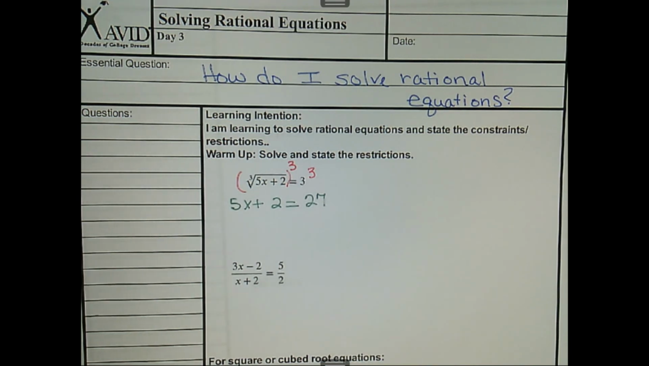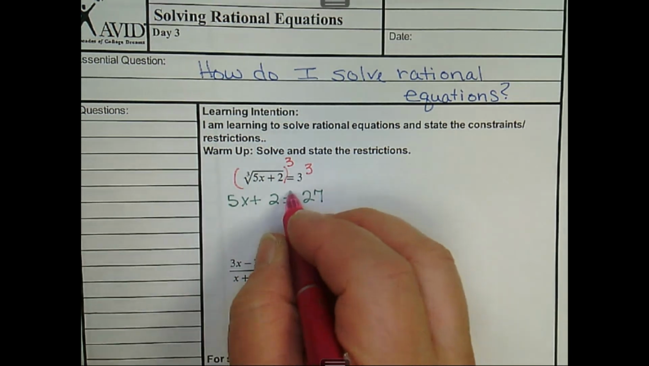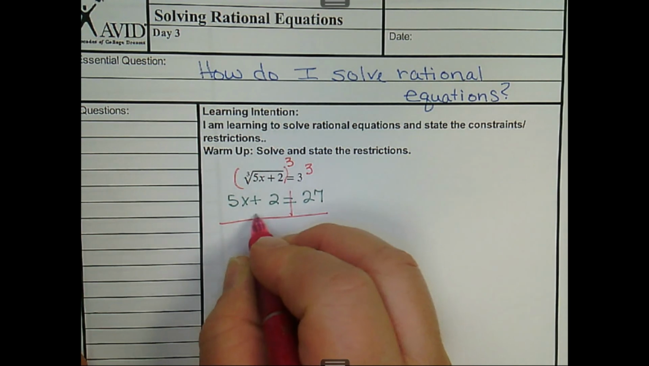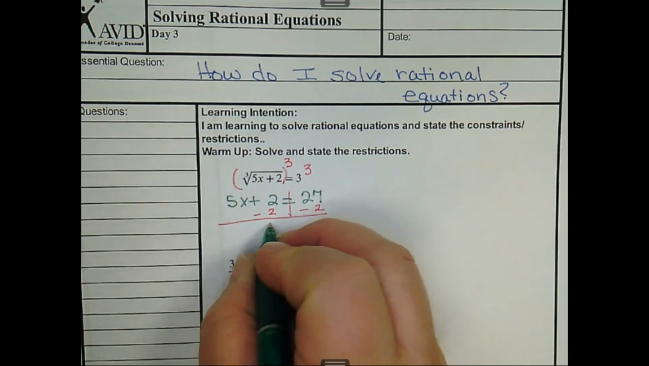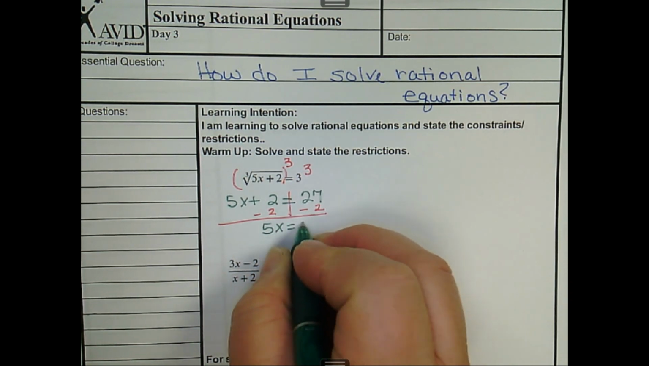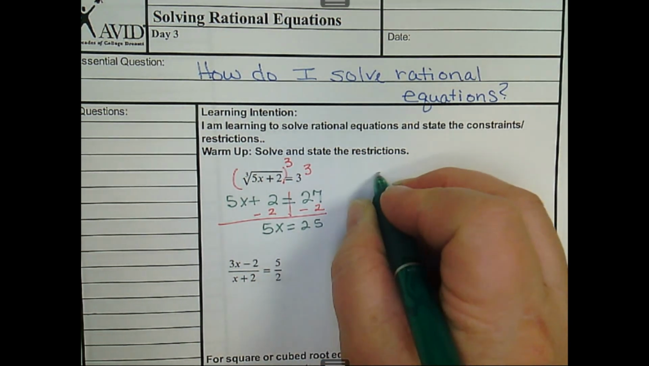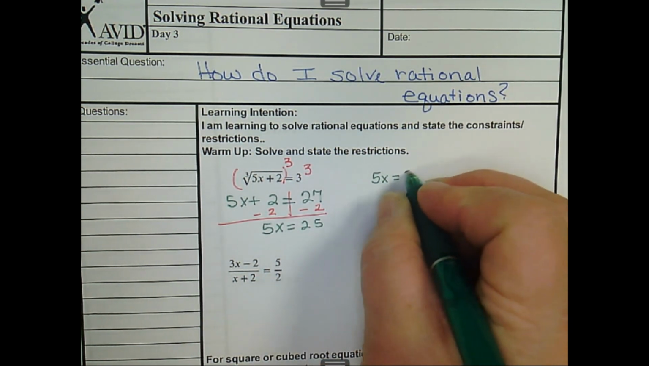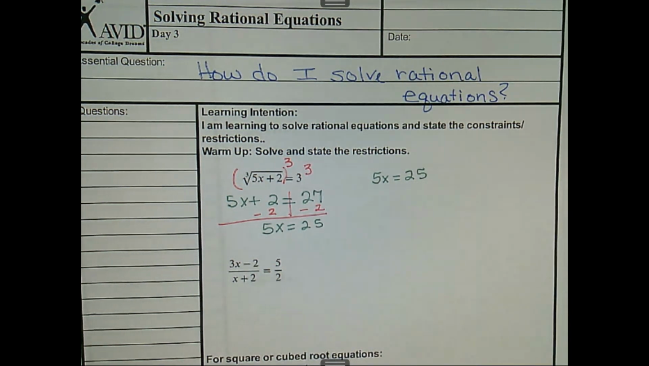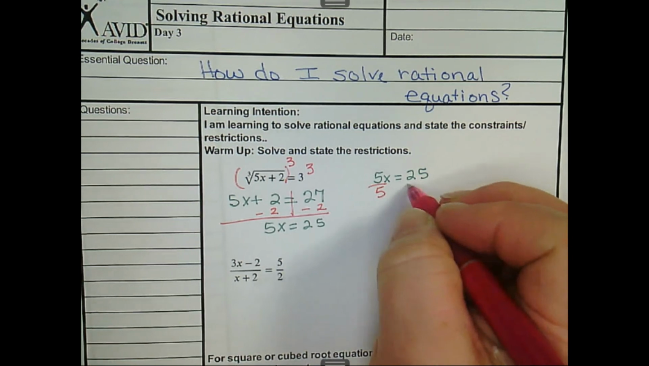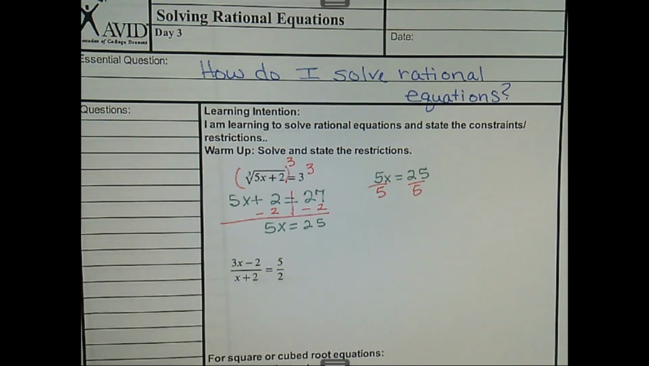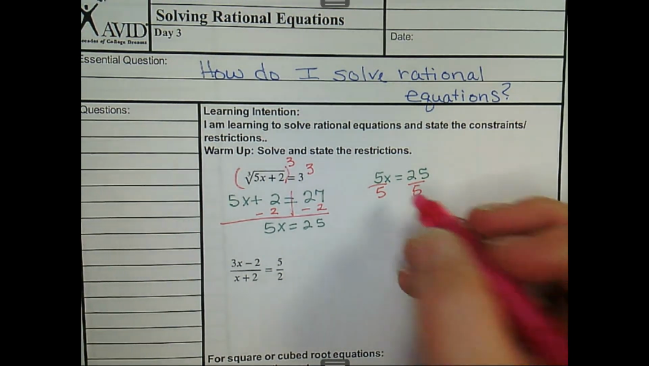Okay, now it becomes a two-step equation. Subtract 2 from both sides. 5x is equal to 25. The last step, divide by 5, and x is equal to 5.